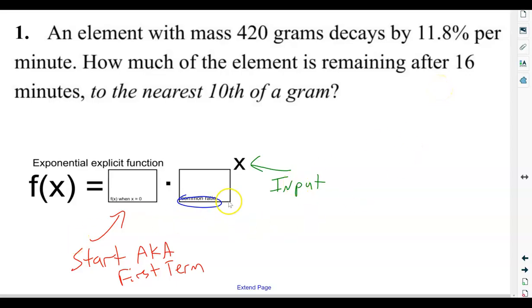You see I've got it color coded here, red, blue, and green. And I'm going to show you that in the problem. This right here, we begin with 420 grams. It decays by 11.8%. We're going to convert that into our common ratio. And our input, we want to know what happens at 16 minutes. Okay, so we've got the start, the common ratio, and the input.